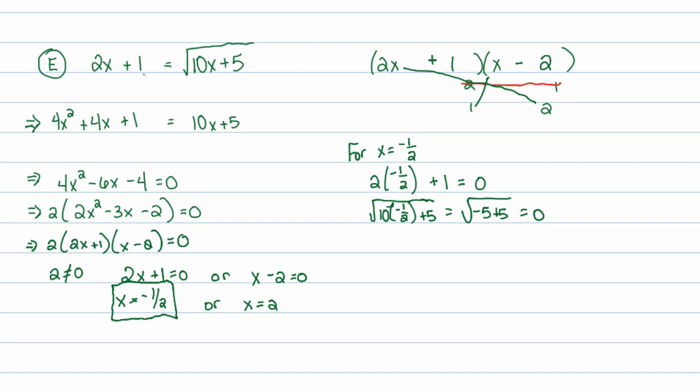And now let's try x equals 2. You could do this mentally. 2 times 2 is 4 plus 1 is 5, so the left-hand side will be 5. 10 times 2 is 20 plus 5 is 25. Square root of 25 is 5. So we have 5 equals 5. That is also a solution. That works. So notice that we can have two solutions. That's absolutely fine. It doesn't have to return an extraneous solution.